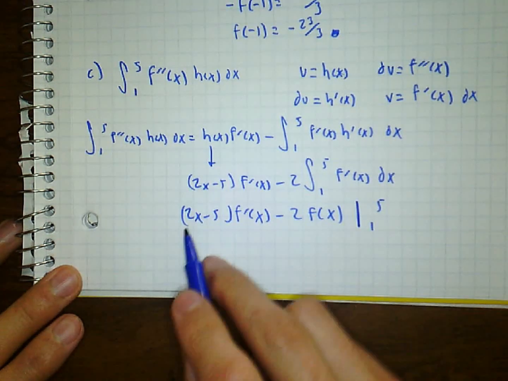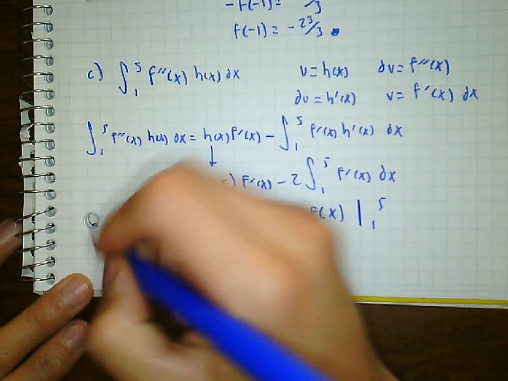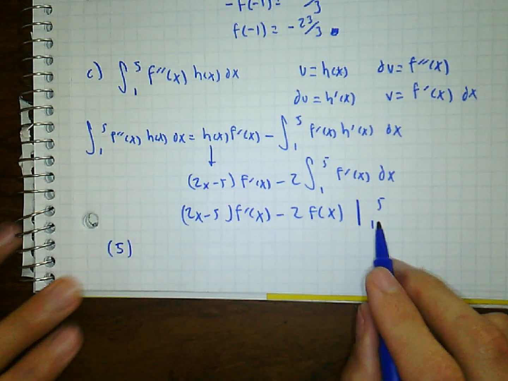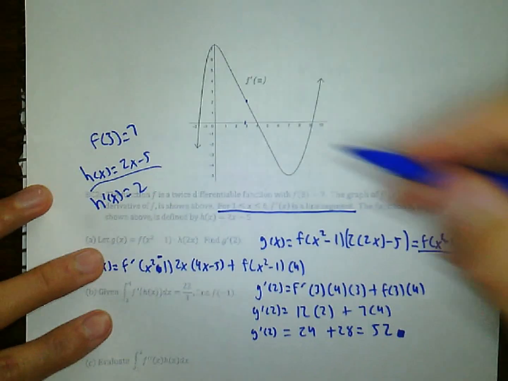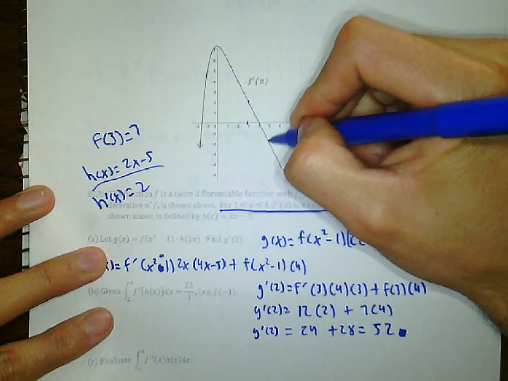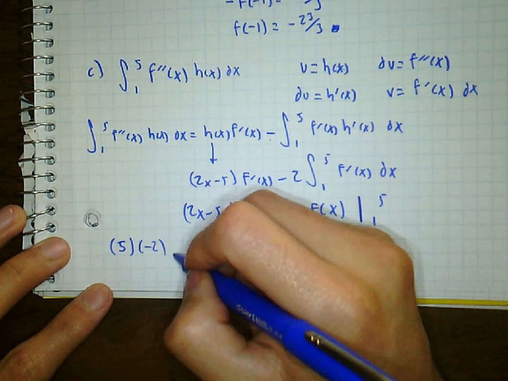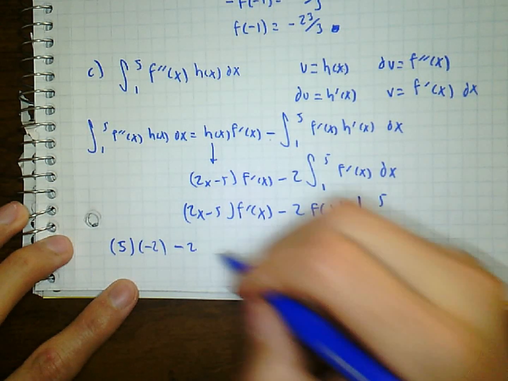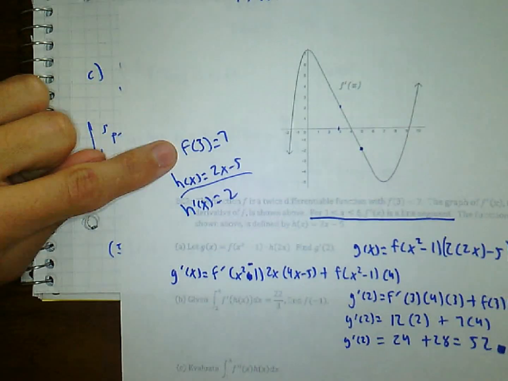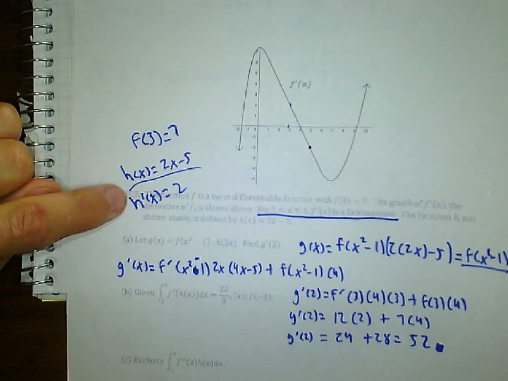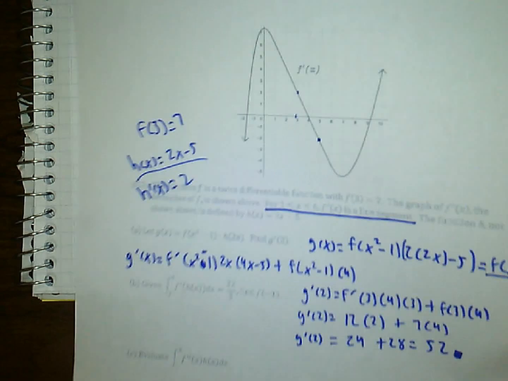Okay, so if I plug in 5, 5 times 2 is 10, minus 5 is 5. And then f prime of 5. Don't forget, the graph you were given is f prime. So f prime of 5 is negative 2. So that's going to give me a negative 2, minus 2 times f of 5. Okay, so I was given f of 3, I don't know what f of 5 is yet, so let's put a pin in that and see what happens here in just a second.